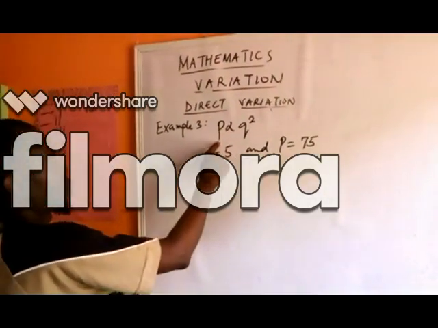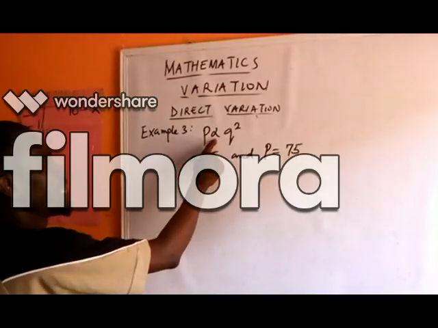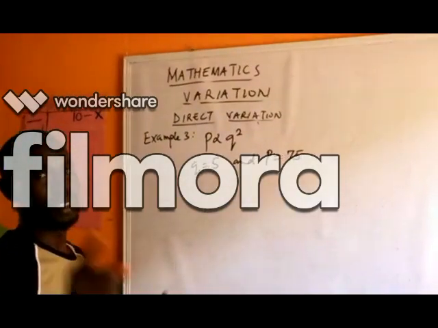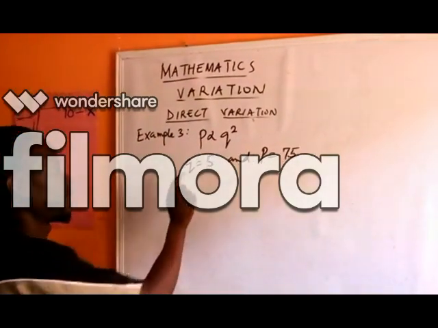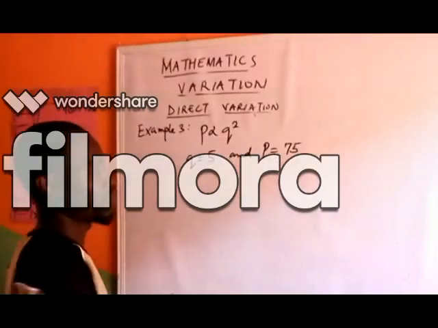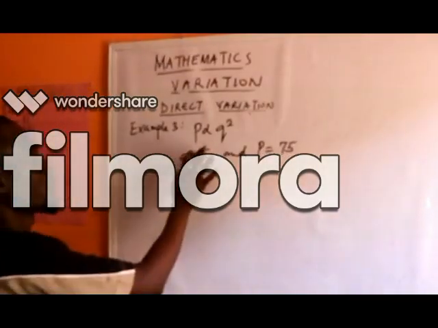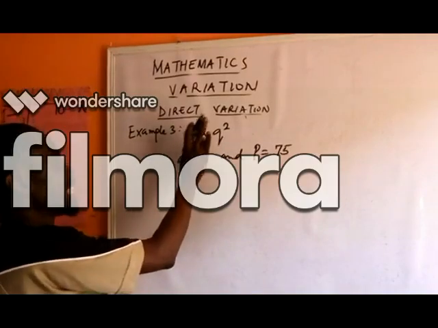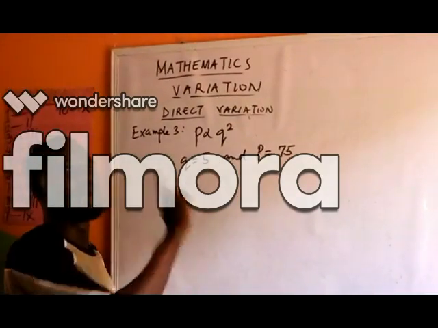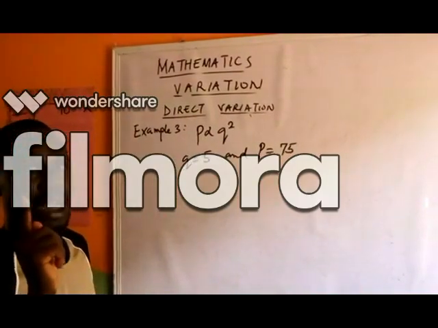Example 3, you have this type of question. P varies directly with Q squared. Different from the first one I did. When Q is 5 and P equals 75, what you just need to do before you solve this question is change this variation sign. This is what makes this question a variation expression.